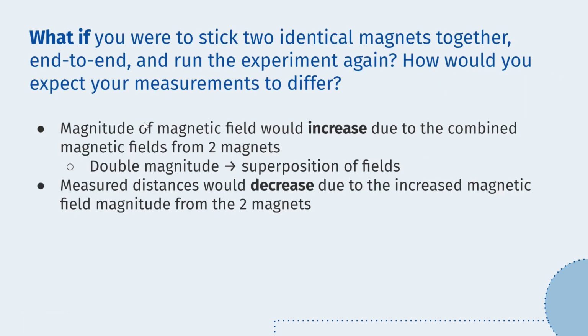And if we were to stick 2 identical magnets together end to end, the magnitude of the magnetic field would increase due to the superposition of the magnetic fields from the 2 magnets. So it would be like twice the magnitude. And the measured distances between the magnets would decrease due to the increased magnetic field magnitude from the 2 magnets.